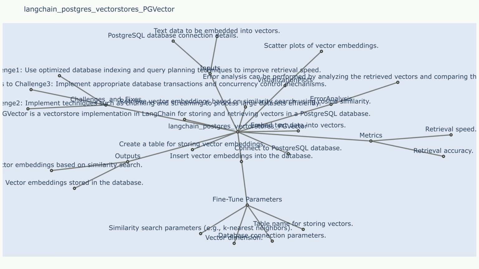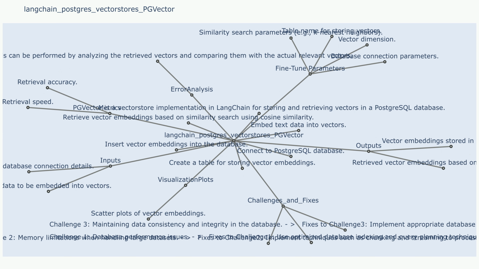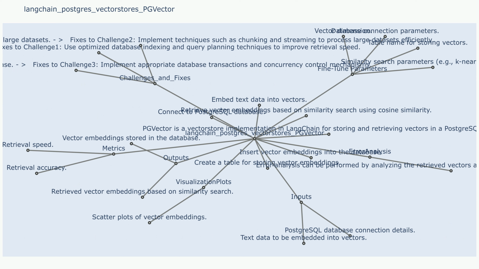This integration allows you to benefit from PostgreSQL's robust data management capabilities and scalability while leveraging vector similarity search for applications like semantic search, recommendation systems, and question answering. Inputs: connection details for the PostgreSQL database. This includes the host, port, database name, username, and password needed to establish a connection.